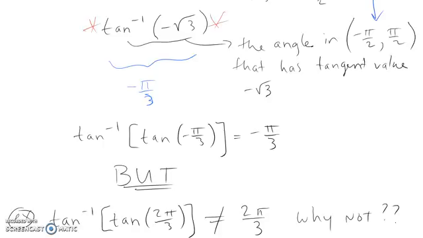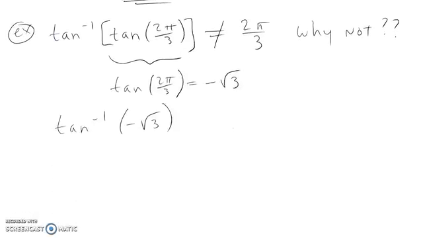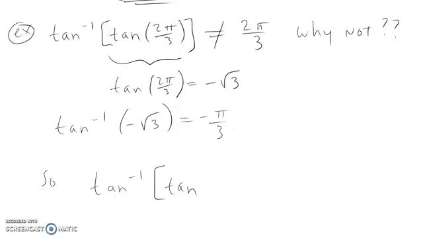Well, it has to be the angle in negative pi over 2 to pi over 2 that has tangent value negative square root of 3. So it turns out that the inverse tangent of negative square root of 3 is going to be minus pi over 3. So our entire thing, tangent inverse of the tangent of 2 pi over 3, does not get us 2 pi over 3, it gives us negative pi over 3. And you can use the unit circle to see that that's true.